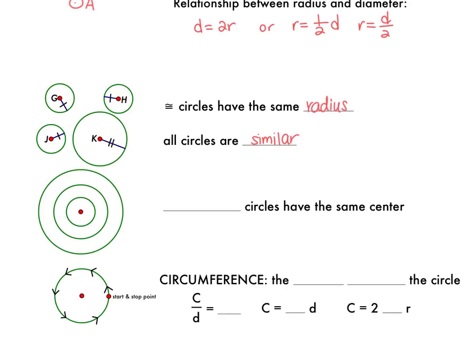The circles that are inside circles, all these circles share the same center. So these are called concentric circles. Those are circles that share the same center.